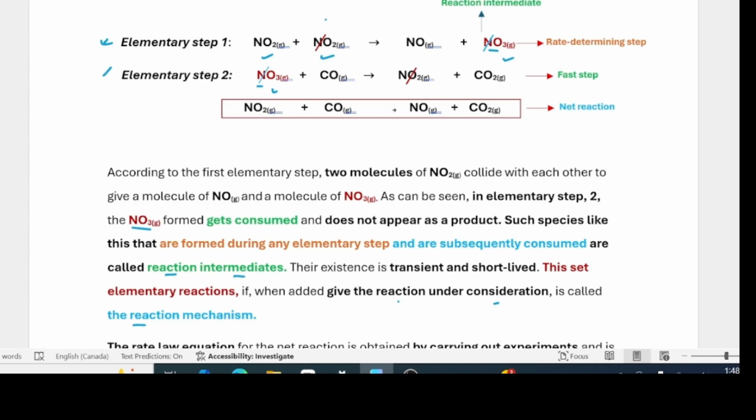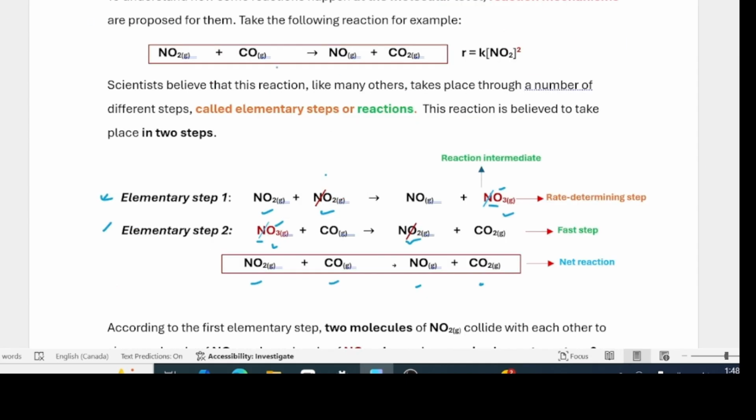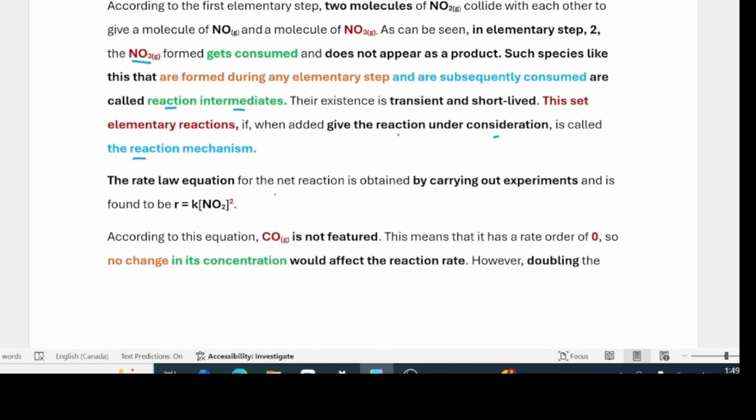So if we look at these two elementary steps, let's see what species are cancelled out. You have a nitrogen dioxide here and another nitrogen dioxide here. And what is left are these: nitrogen dioxide reacting with carbon monoxide to give you nitric oxide and carbon dioxide. Let's see if that is the same as the net equation that we had before. Yeah, exactly the same.